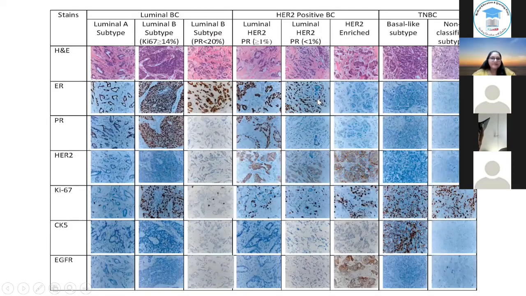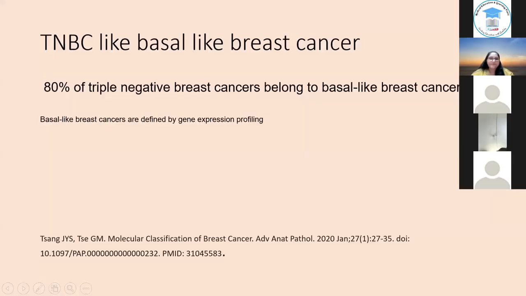This is another presentation of the molecular classification of breast cancer, luminal type A and B. These are the surrogate markers, like ER, PR, HER2/neu, what we routinely do. We do Ki67 as well, CK5/6 and EGFR. If you do all these six surrogate IHC markers, we can classify breast cancers into these molecular subtypes: luminal A, luminal B having two categories, HER2 positive, and TNBC, the basal-like subtype. So, one very important type.